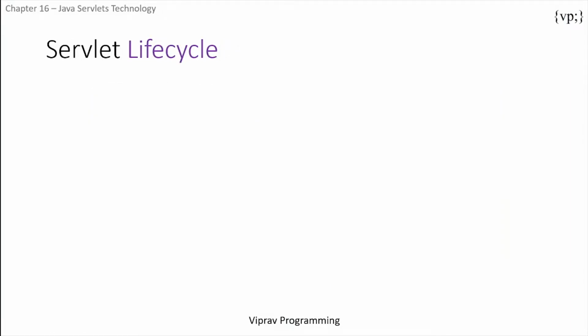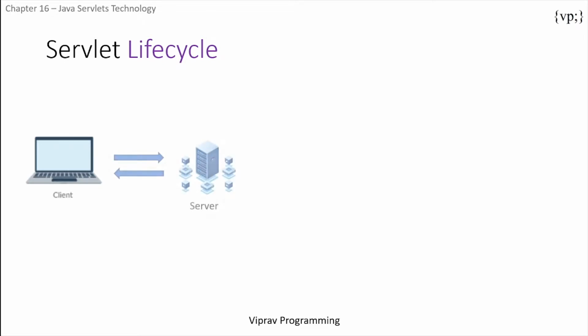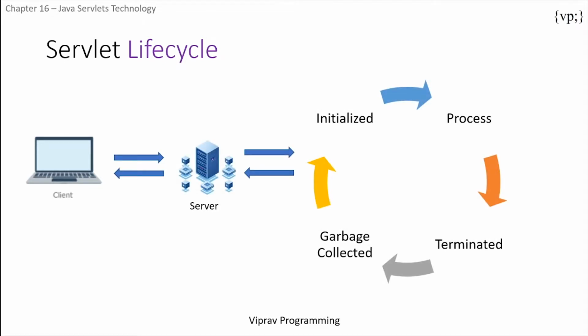Now let's take a look at its lifecycle. The servlet is first initialized if it hasn't been already through the init method, and then it processes the client's request using the service method. The servlet is terminated using the destroy method, and then finally the servlet is garbage collected by the JVM, and the cycle repeats on and on.